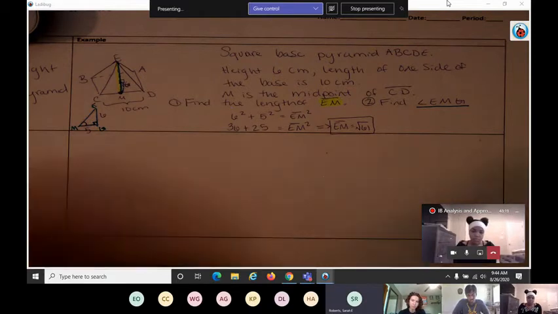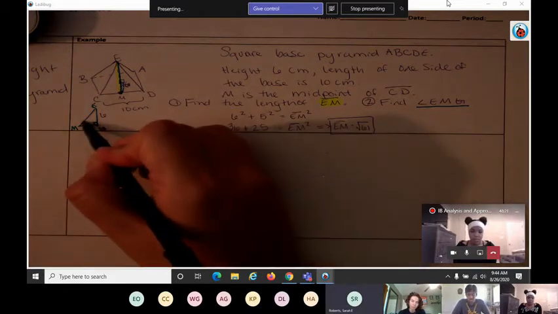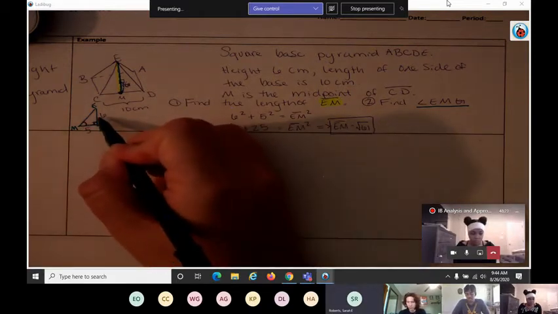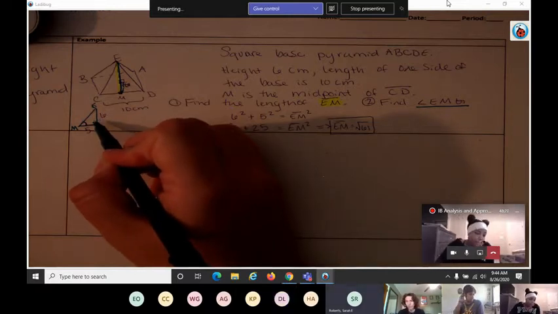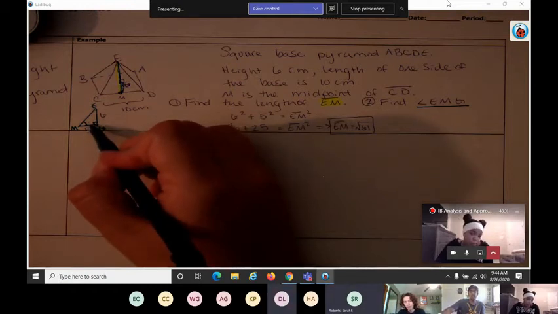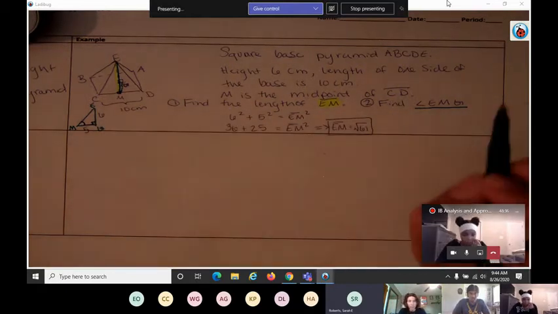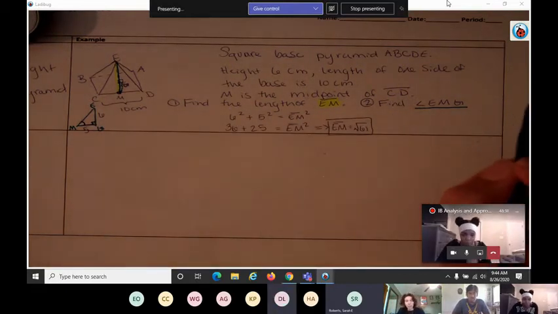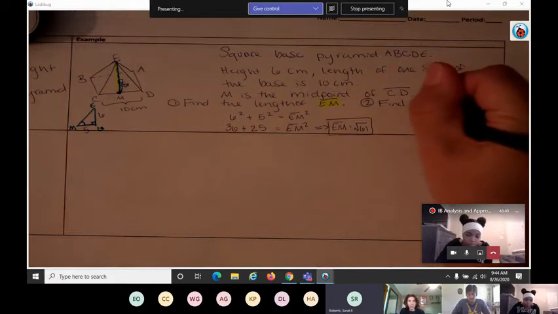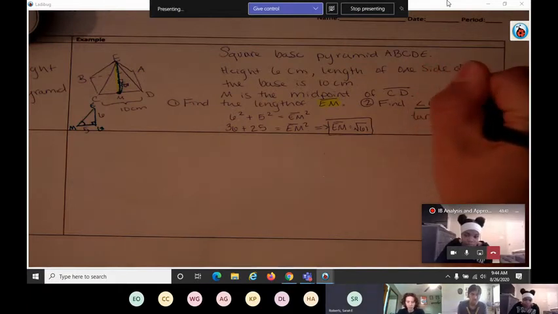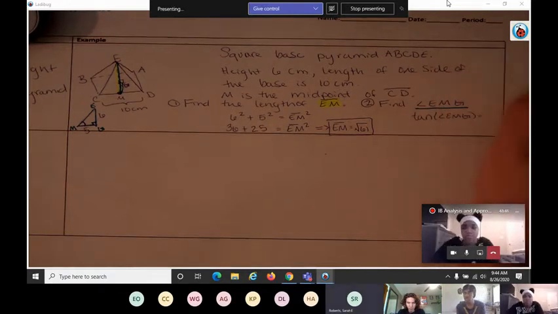So here's our angle. 6 is it the opposite, the adjacent, or the hypotenuse? Opposite. Yeah. Opposite, and then 5 is adjacent. So which trig function uses opposite and adjacent? Tangent. Yeah. So we know that the tangent of angle EMG is going to be 6/5.